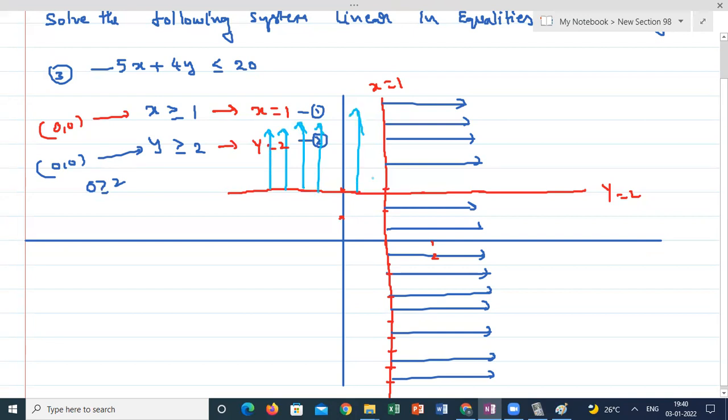It will come like this. Including means I am touching the line, and the line is a thin or thick line, not dotted. Not dotted means the points on the line are included.